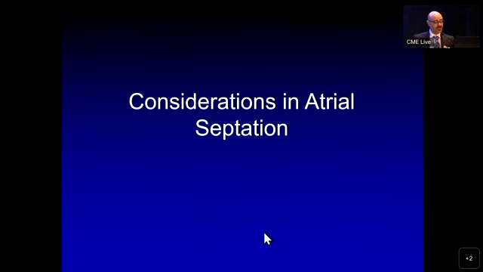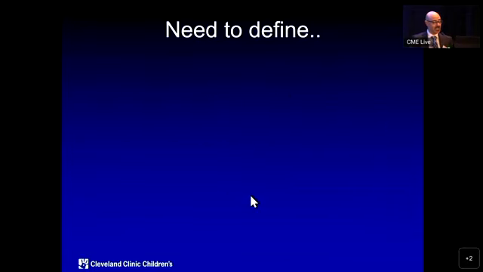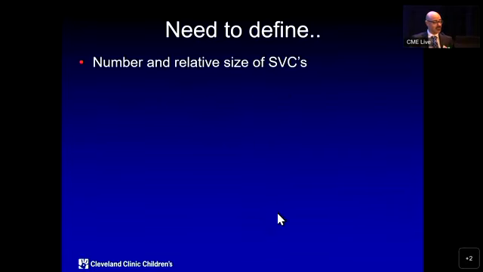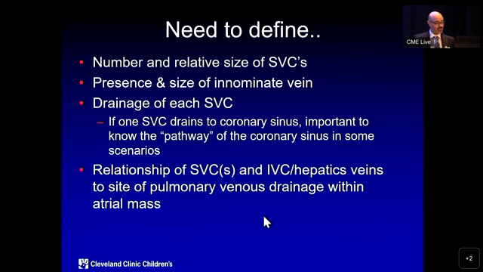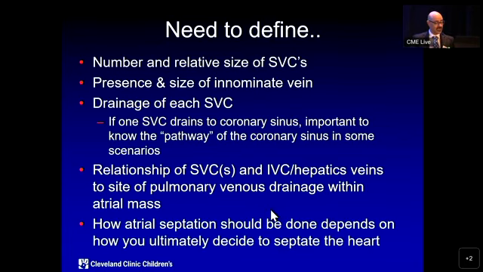Some considerations in atrial septation, as you know: depending on the exact topography of the veins, you may either do actual baffles or just recreate the atrial septation. And so this is where the details are important. We need to know the number and size of the SVCs. Is there an innominate vein? Does one of the SVCs drain to a coronary sinus? Is it roofed? Where is it? How is it related to the pulmonary veins? And where are the IVC and any separate hepatic venous drainage?